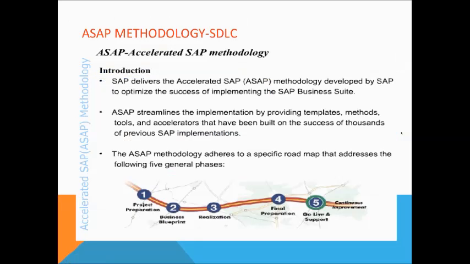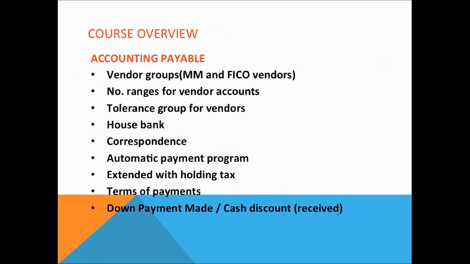And then how SAP basically works: each and every software has its own life cycle methodology, and that's called SDLC, software development life cycle. So SAP uses what is called ASAP methodology, which is accelerated SAP methodology, which gives you 5 different phases. The first phase is project preparation, second phase is business blueprint, third phase is realization, fourth phase is final preparation, fifth phase is go live and support, and continuous and sustainability improvement as we go along in the company.